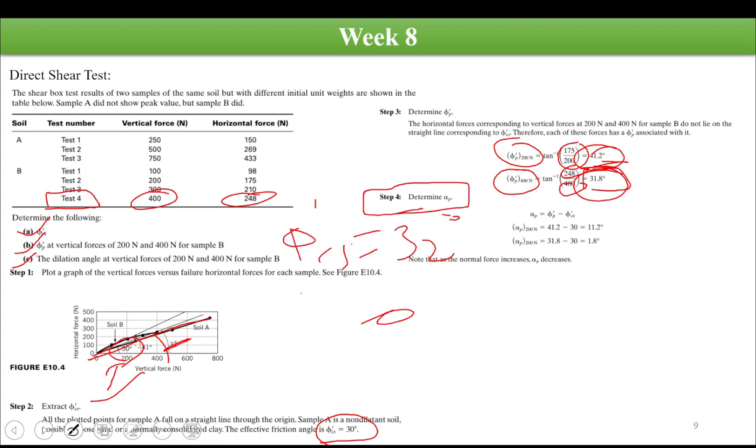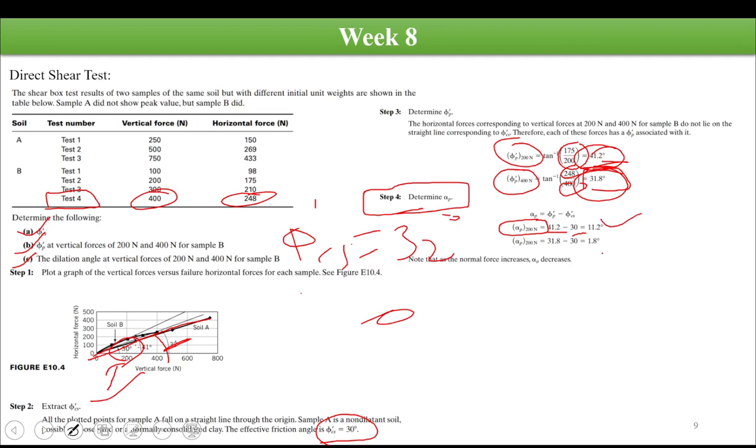For the sample which shows the peak behavior, the dilation angle can also be determined. So at 200 Newton, if we determine the dilation angle, that's going to be phi peak minus phi critical state. So 41.2 minus 30, that's going to be 11.2 degrees. And for the other load, we'll have 31.8 minus 30 degrees. So that will be 1.8 degrees, right?